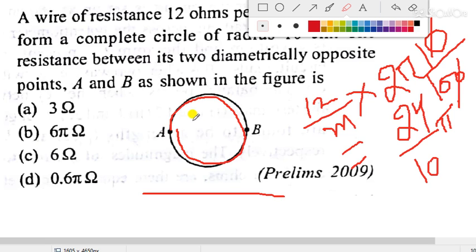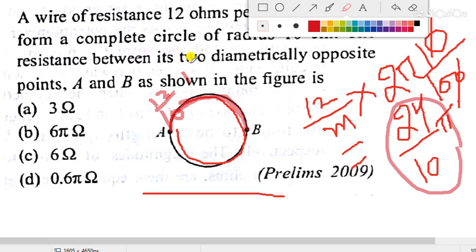So when I have connected this as A to B, then its resistance will not be 24 by 10, its resistance will be 12 by 10. The upper portion has resistance 12 by 10 pi, and the lower part will also have the resistance 12 by 10 pi.